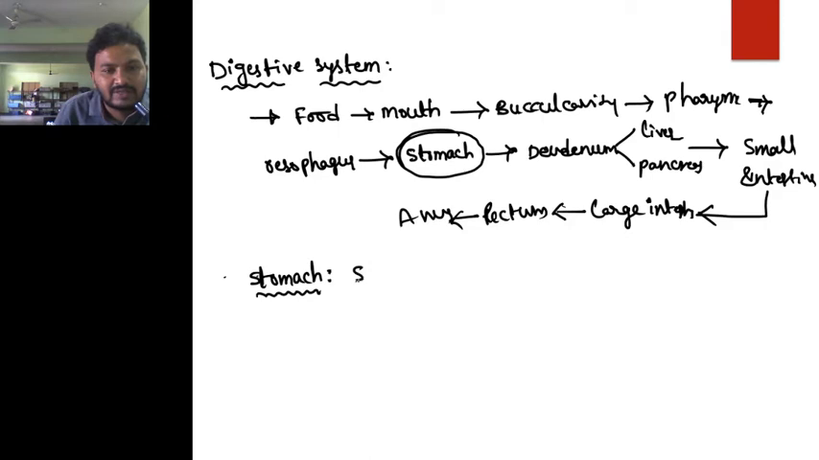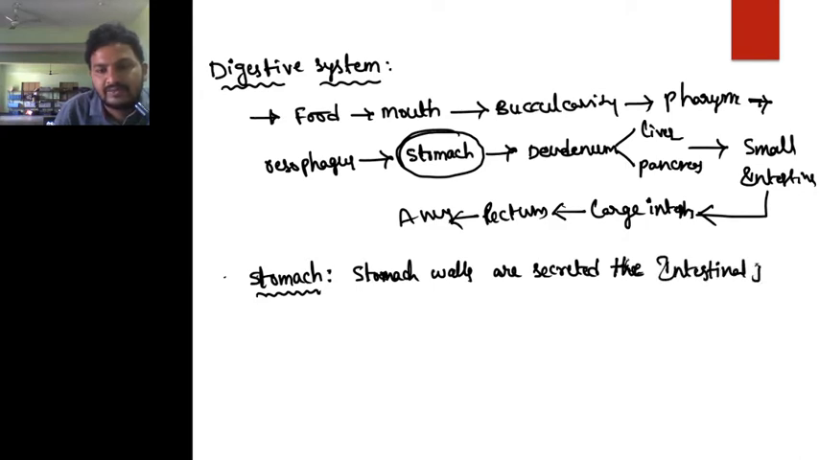The stomach walls secrete the intestinal juice, which is called gastric juice.